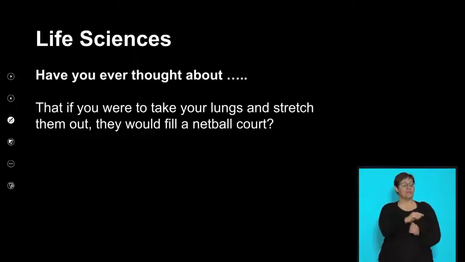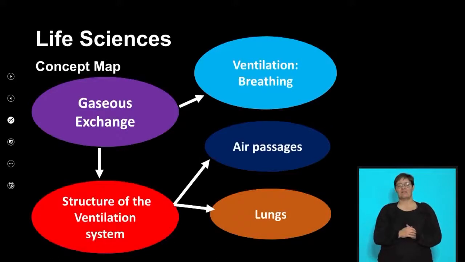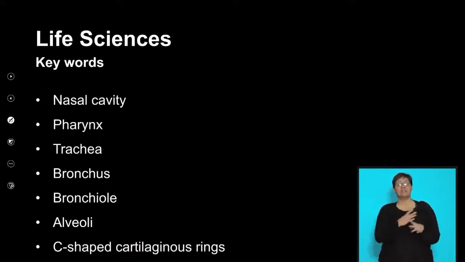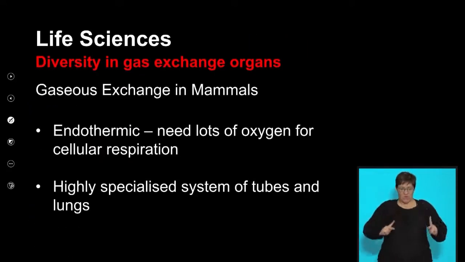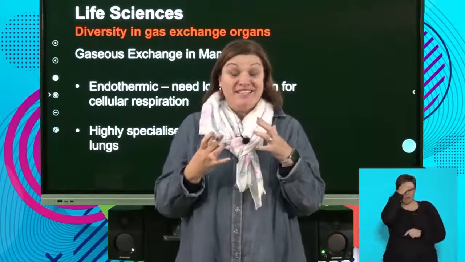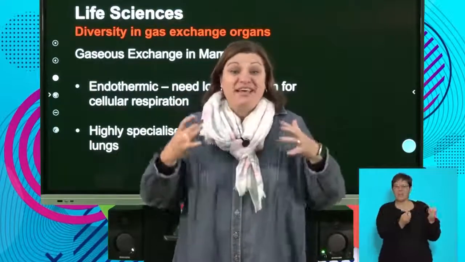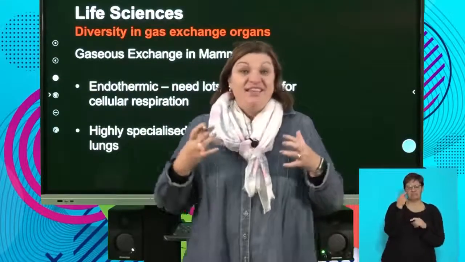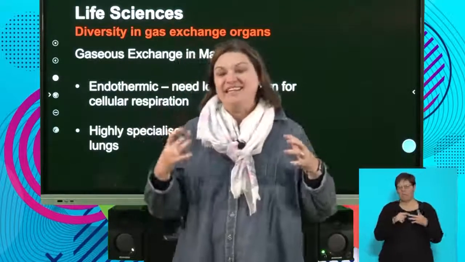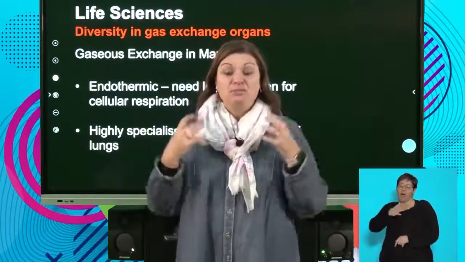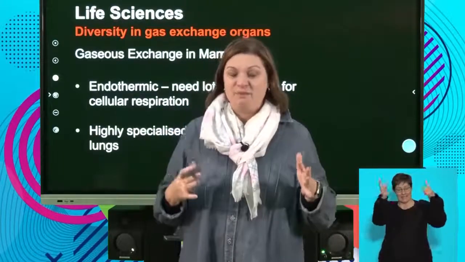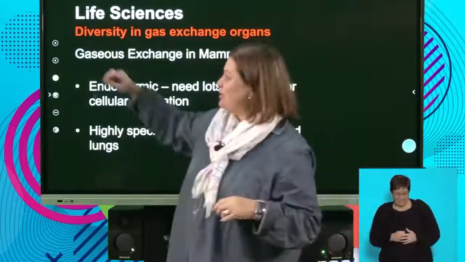So what are we looking at? Let's just quickly recap. I'm going to go onto the board, straight to the section that we're going to look at. We're starting to look at human gaseous exchange. Last time we ended off with the concept of different organisms having different gaseous exchange, and we ended with the mammals. We said that mammals are warm-blooded and need lots and lots of oxygen, which means they need a really specialized system, and that's what we're going to look at today.